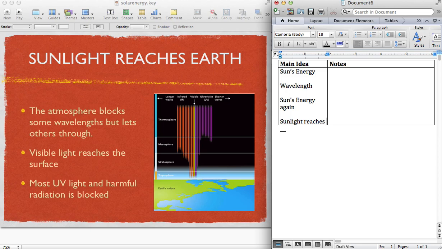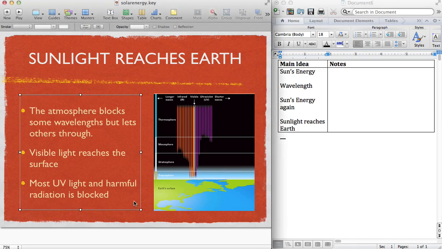The atmosphere is going to block some wavelengths of light, but lets others through. So visible light, those wavelengths, all reach the surface. However, most ultraviolet light is blocked either in the thermosphere or in the stratosphere by the ozone layer. Right? A lot of infrared radiation is absorbed in the thermosphere and in the stratosphere. So of all the light that reaches the Earth's atmosphere, only a little bit of it makes it all the way to the Earth's surface. Right? Visible light, though, the light that we see, all of that makes it to the surface.